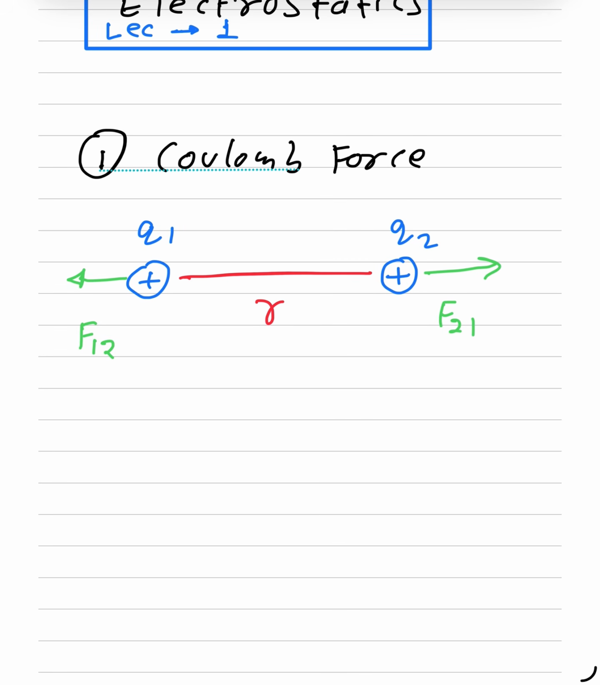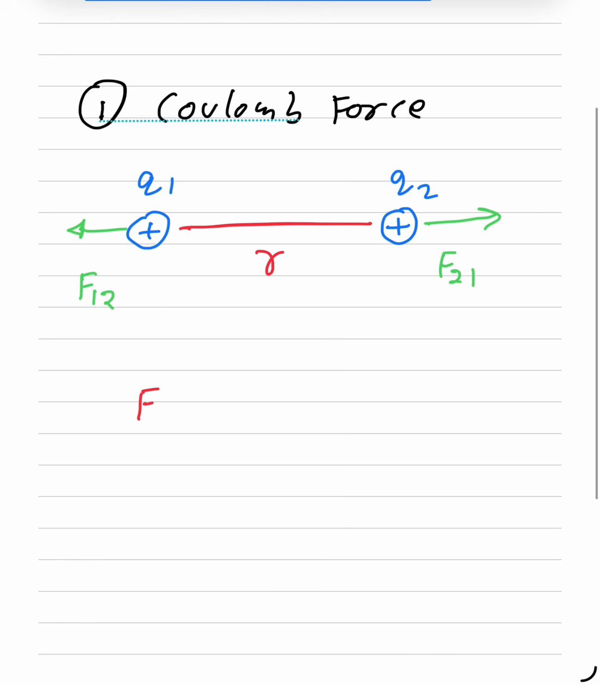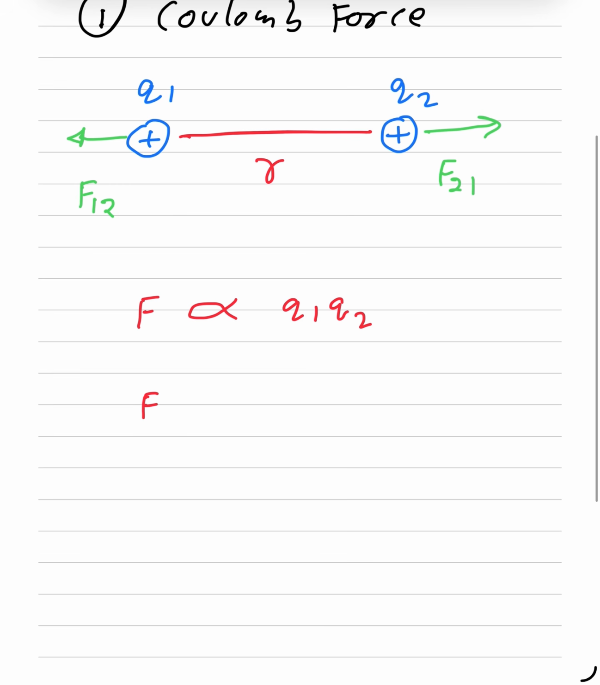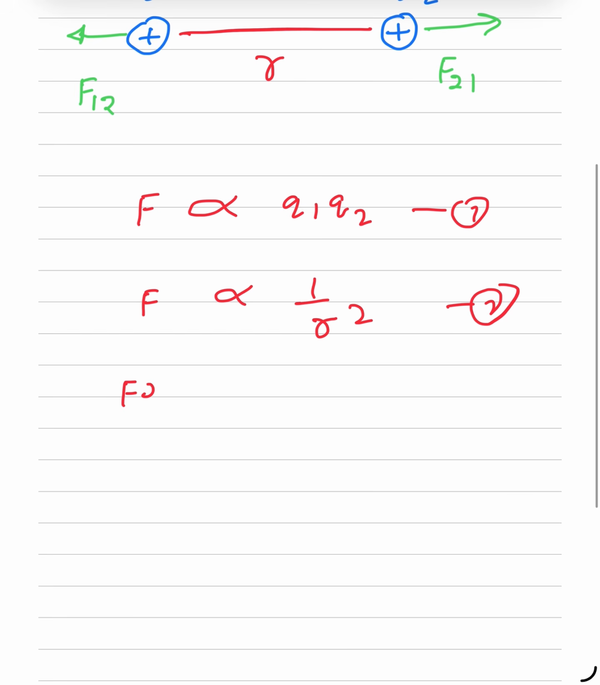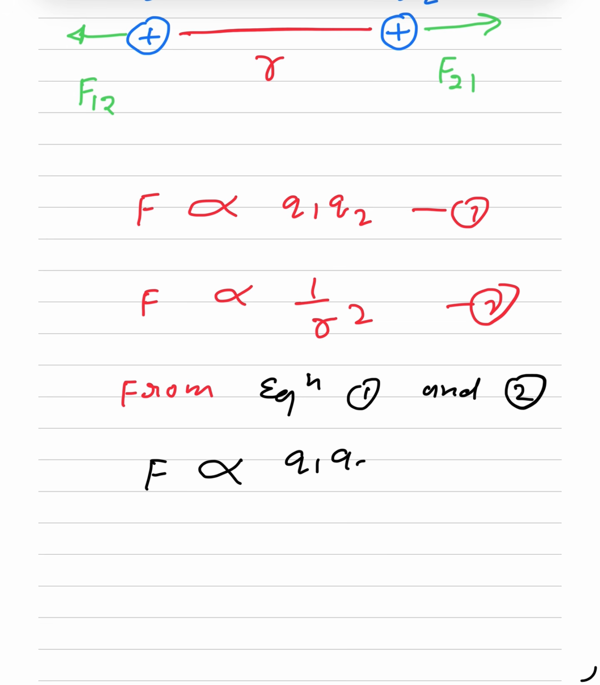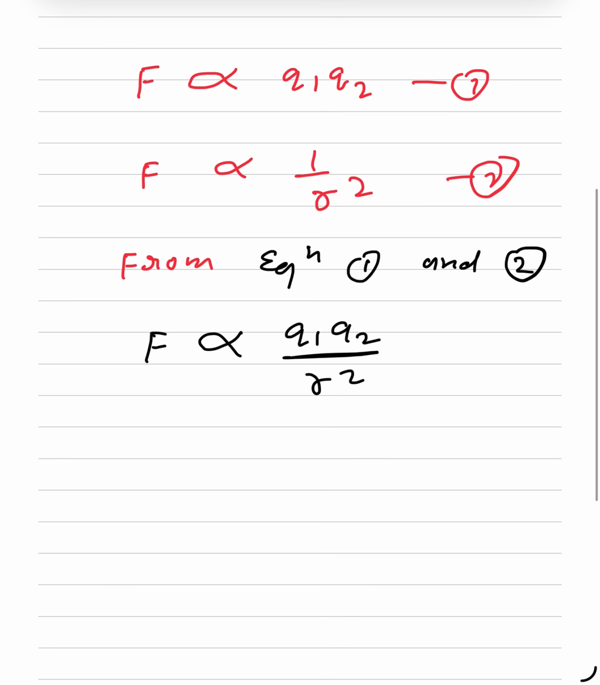And some basic formulas about the Coulomb force. Coulomb force is directly proportional to the product of both charges, and the Coulomb force is inversely proportional to the square of the separation distance between both charges. This is equation first and this is equation second, and from equations first and second, F is directly proportional to Q1 times Q2 divided by R squared, and F equals K times Q1 Q2 divided by R squared.